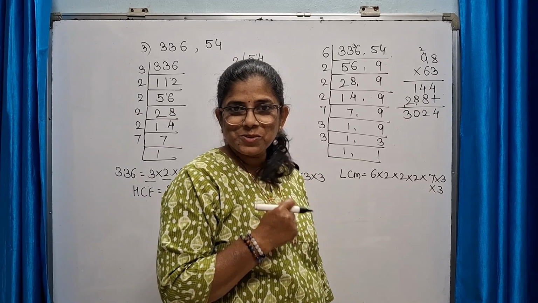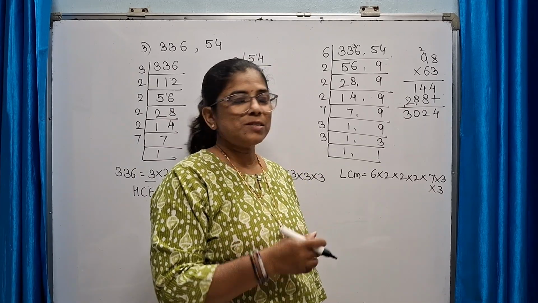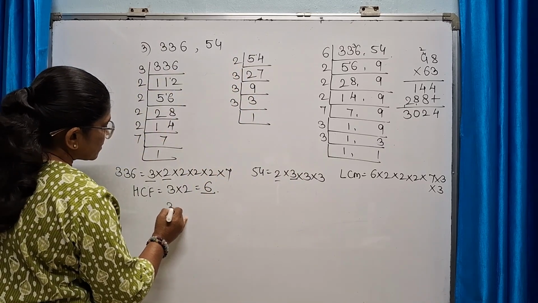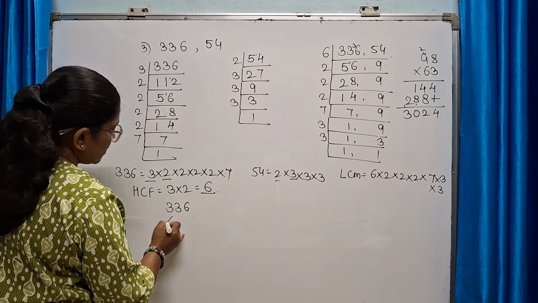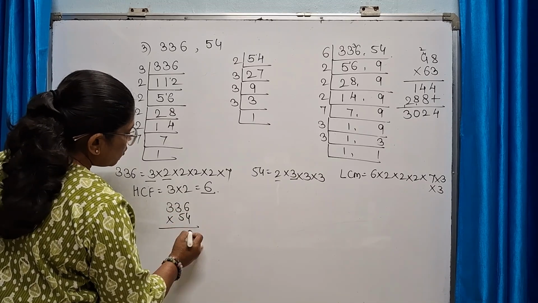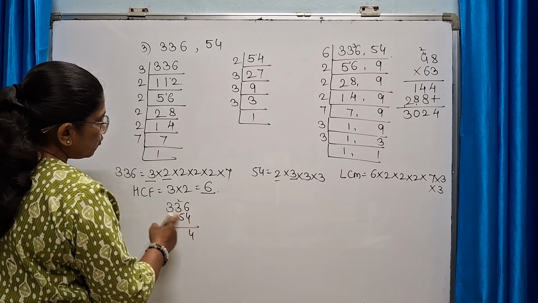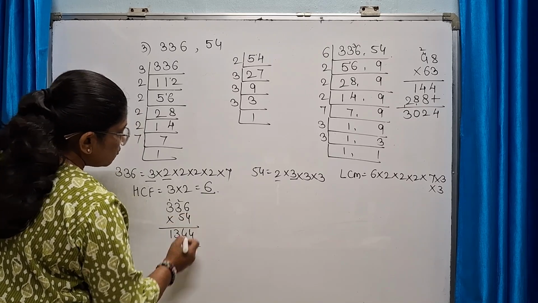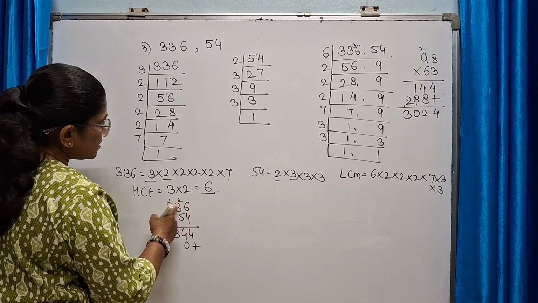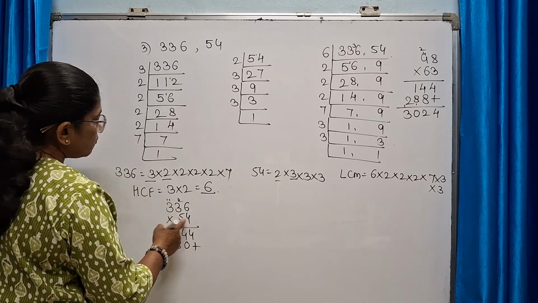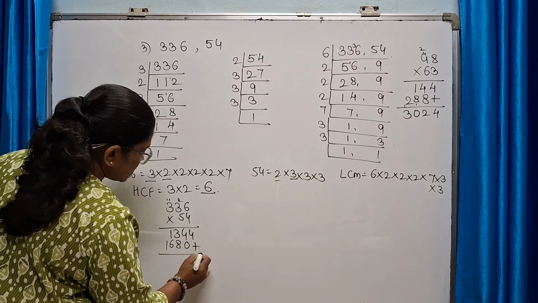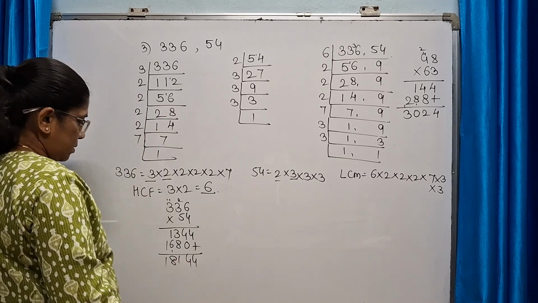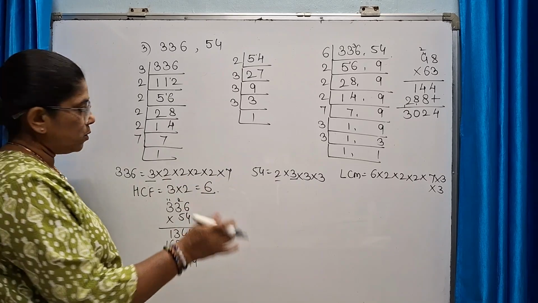Now next what we have to do? We have to verify the relation between the product of the numbers and product of HCF and LCM. Let's multiply these numbers, 336 into 54. 4 6s are 24, 4 3s are 12, 14, 4 3s are 12, 13 plus 5 6s are 30, 5 3s are 15 plus 3 is 18, 5 3s are 15 plus 1 is 16. Let's add this: 4 4 1 8 1. 18,144 is the product of the numbers.